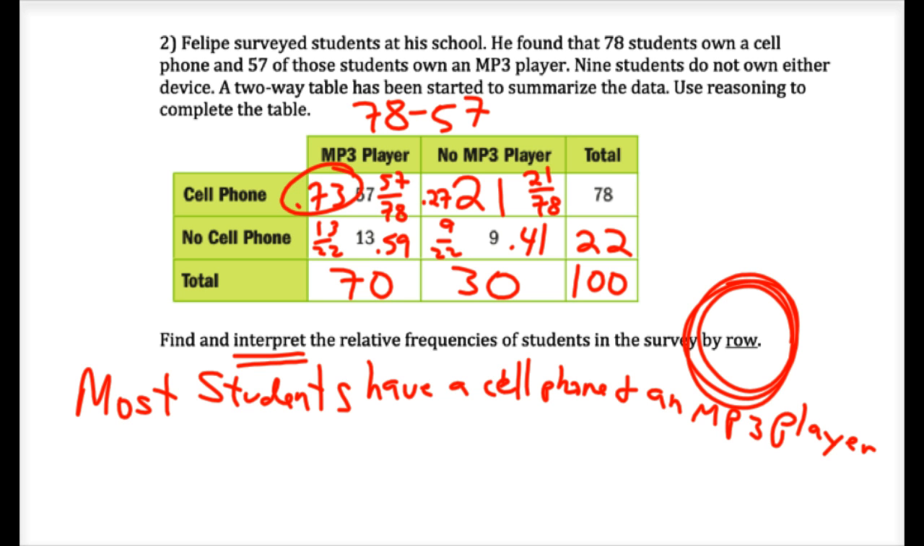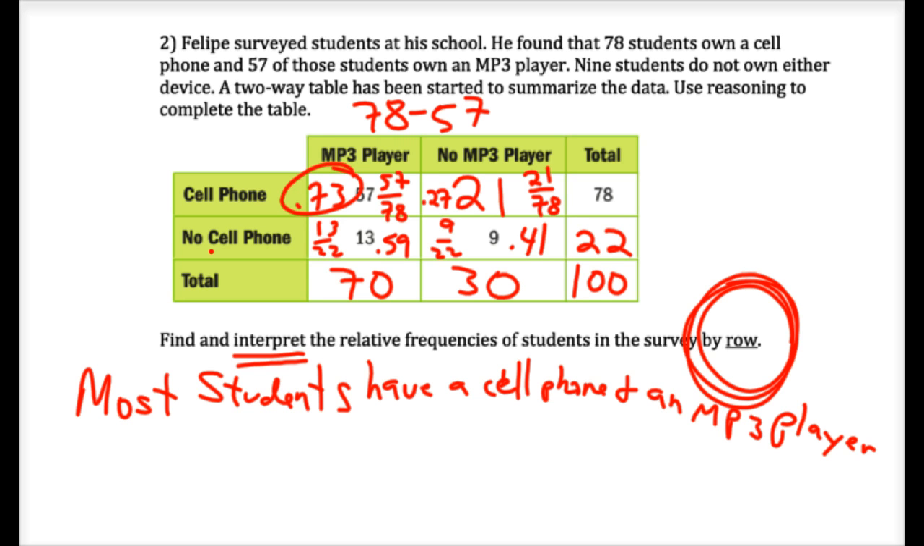If you don't have a cell phone, you probably have an MP3 player, because 59% of the kids that don't have a cell phone have an MP3 player. That's interpreting the data. If you don't have an MP3 player, you probably don't have a phone, right? That's a good interpretation too.